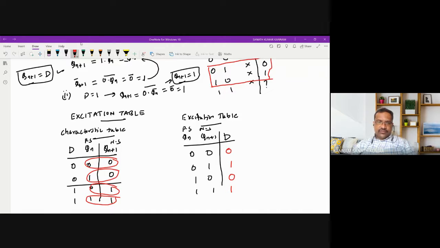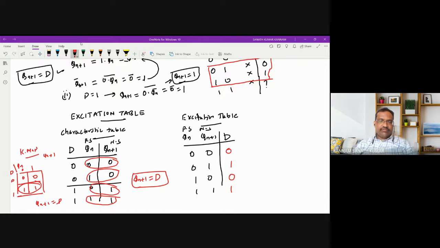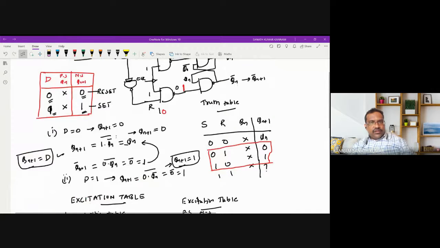Okay, so that means from the characteristic table you will get the characteristic equation. That is Qn plus 1 equal to what? D, you are getting. So you can also verify using the K-map. You can draw it and get the equation. See here, this is a two-variable K-map. Here D input and Qn, and this is the expression for Qn plus 1: 0 0 1 1. Okay, so this makes one pair. So Qn plus 1 equal to D. So this is about the D flip-flop.